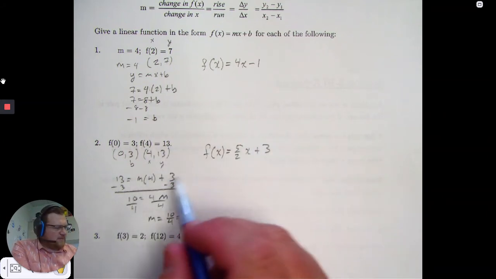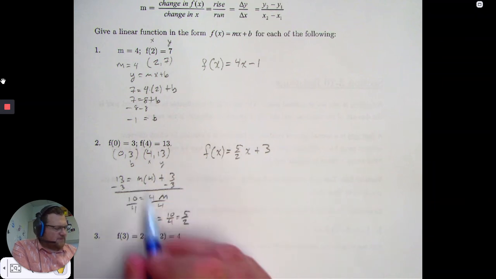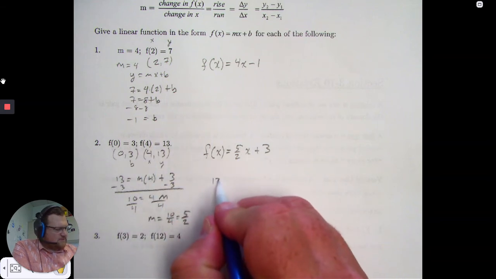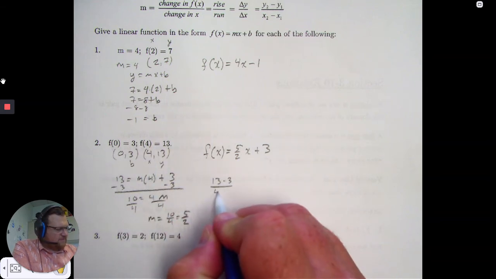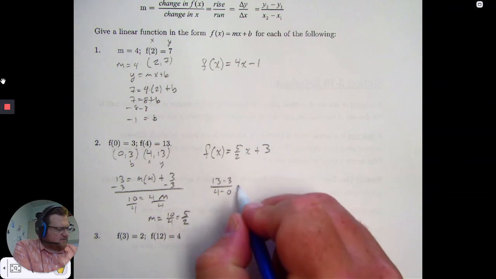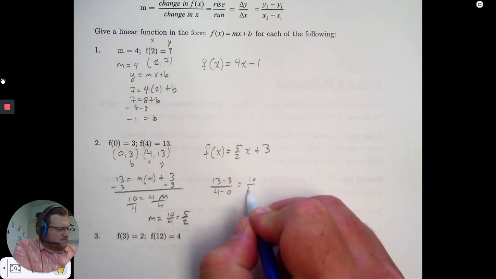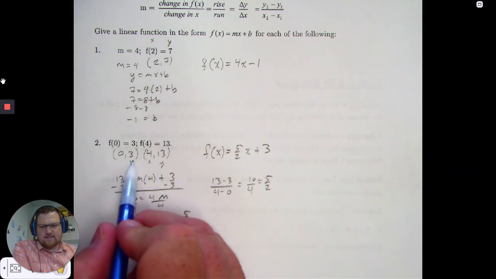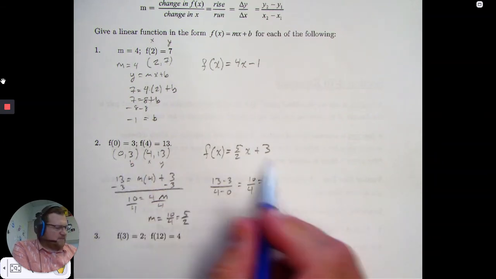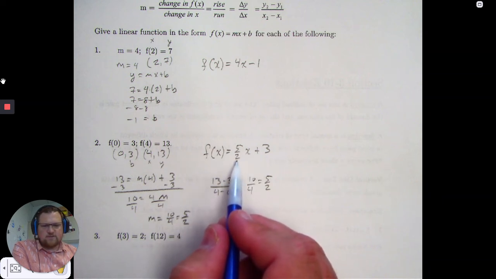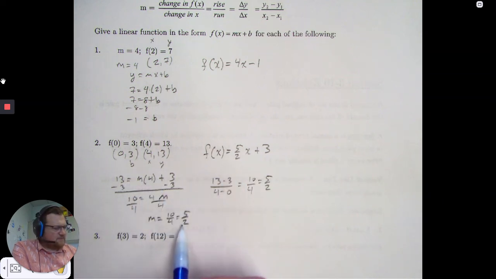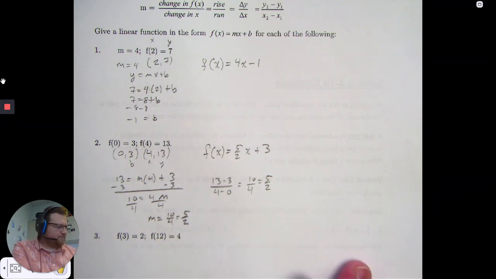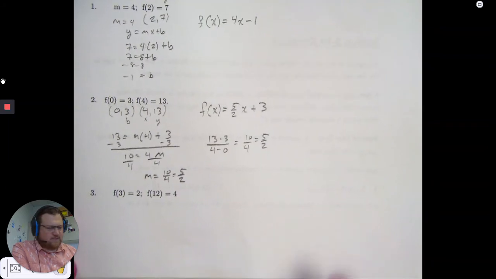Now, the other way you can do that, if you don't want to do it this way, is find your slope. So do 13 minus 3 over 4 minus 0, which will give you the 10 over 4, which gives you the 5 over 2. Now you recognize that this is b, this is m, and you could go immediately to here. So you can do it either way. You can solve for the slope this way, or you can do it that way, whichever way you would rather do it.